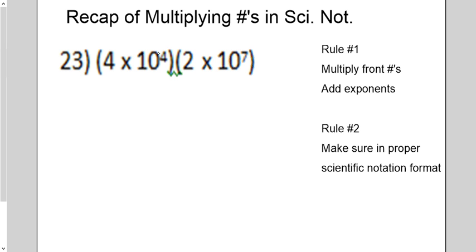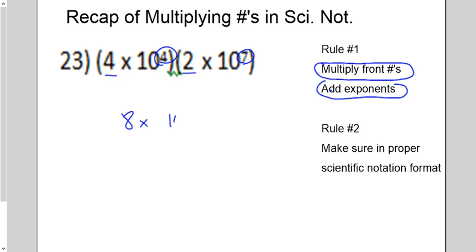Now, for number 16, we'll take a short break here because we need to remember how to multiply. Also, I'd like to cover division too. There are 2 basic rules. Multiply your front numbers and add the exponents. So our front numbers are 4 times 2, so that makes it 8. And then we add our exponents. 4 plus 7 is 11.